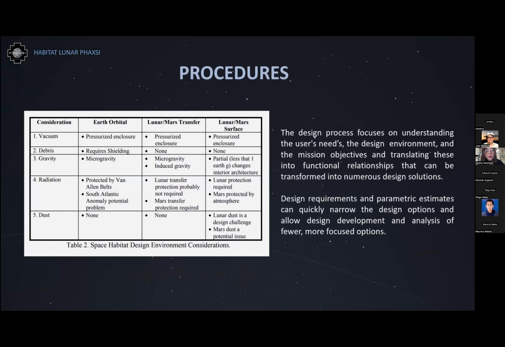And about the procedures, we first need to analyze the needs of the user, design, environment, and mission objectives, and we can contribute with a comfortable, technological, sustainable, and innovative design for our future analog astronauts. In the following table, we can observe the requirements needed for the design of the space habitat, taking into account considerations such as lunar dust, radiation, and others.